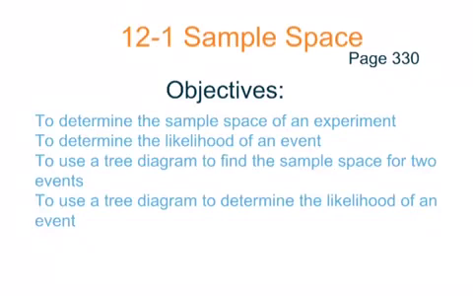Hey folks, today we're on 12.1 sample space on page 330 in the green book. We're going to determine the sample space of an experiment, determine the likelihood of an event. We're going to use tree diagrams to find the sample space for two events, and then we're going to use the tree diagram to determine the likelihood of an event.